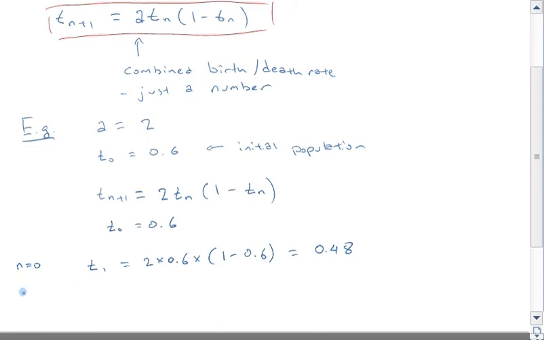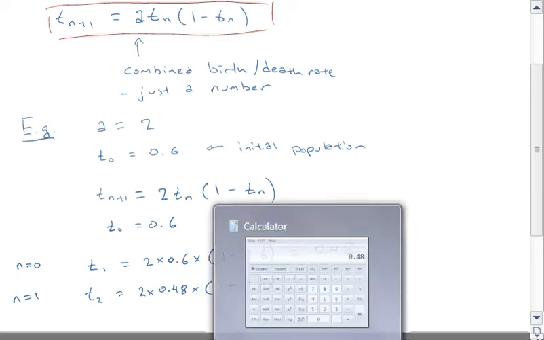0.48. So now that's the n equals 0, or the t1 term. So now we'd like to find what t2 is. So we're going to look at n is equal to 1. So t2 is equal to 2 times, this number here would be t1, so that's the one we just calculated, so 2 times 0.48 times 1 minus t1, 0.48.